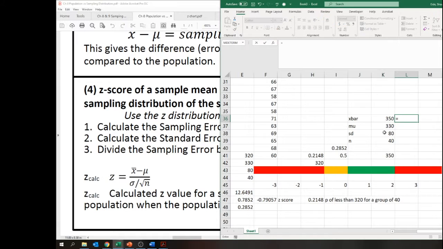So equals 350, or better yet, 350 minus 330, divided by standard deviation, in parentheses, divided by the square root of n. Okay, and so that gives us 1.58.